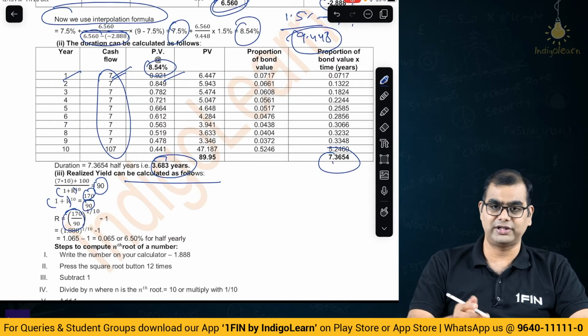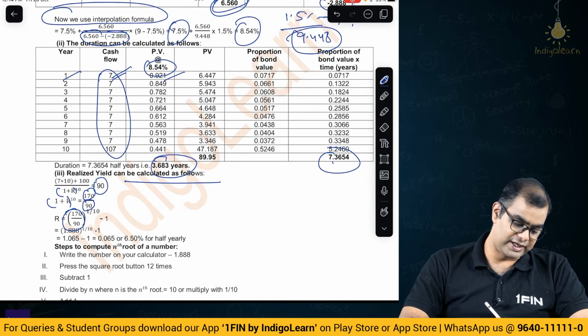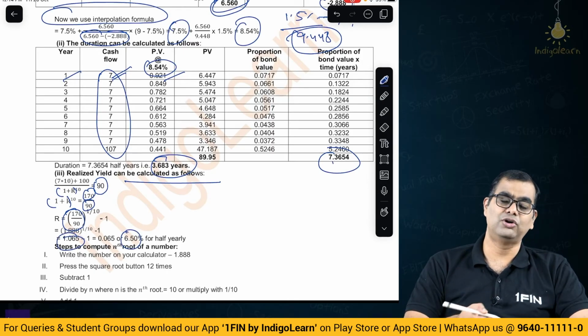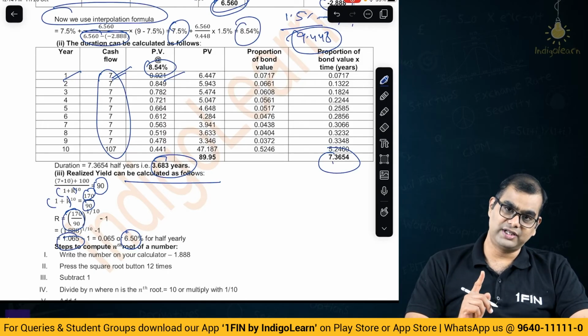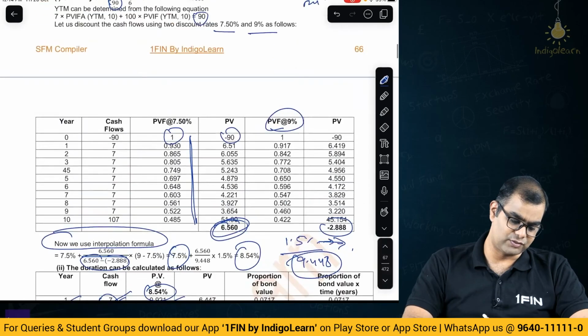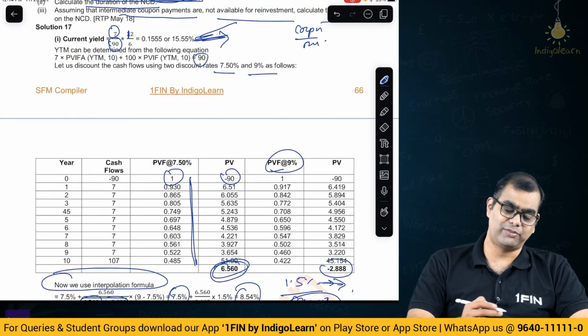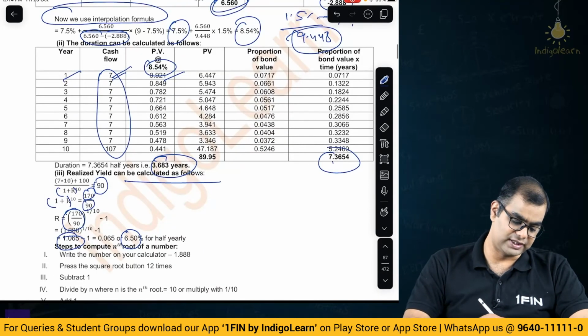Now how do you find the 10th root? I will explain separately in a video. I have already explained in a video how to compute the 10th root using a calculator. If you compute that, you will get a value of 6.5% half yearly. So the yield is not even the 7.77 we saw earlier, which was 7.77 half yearly and 15.55 on an annual basis. That is also not the case. It is 6.5% half yearly.